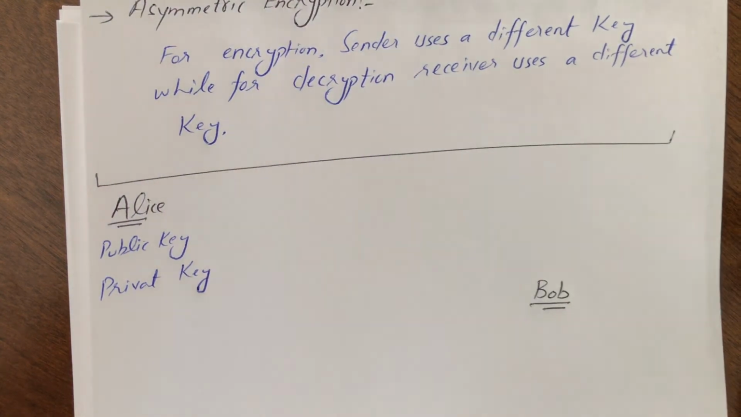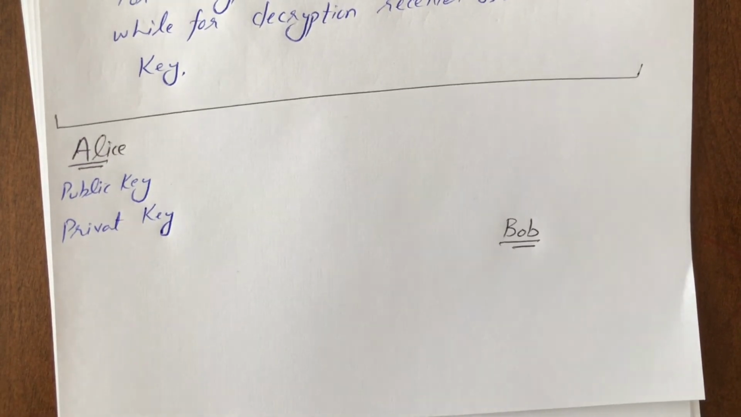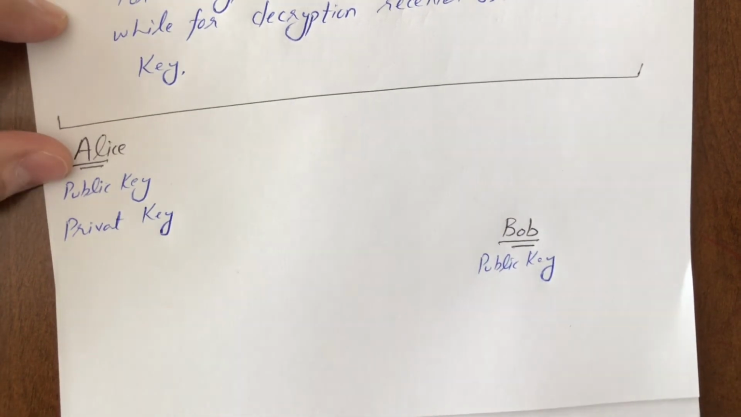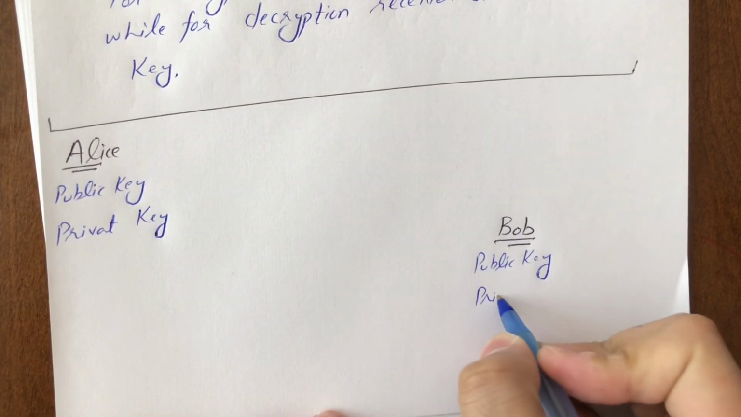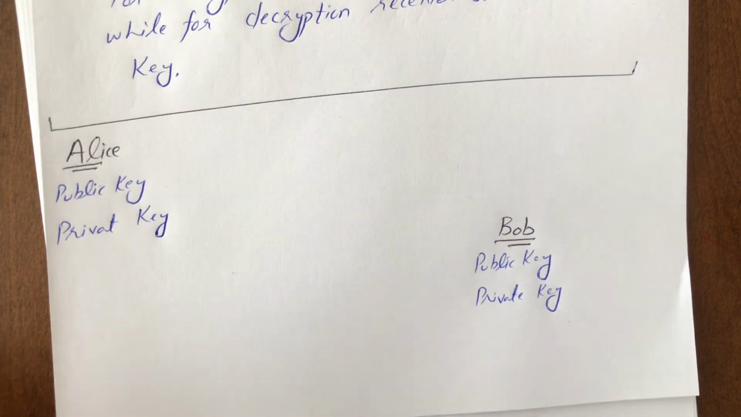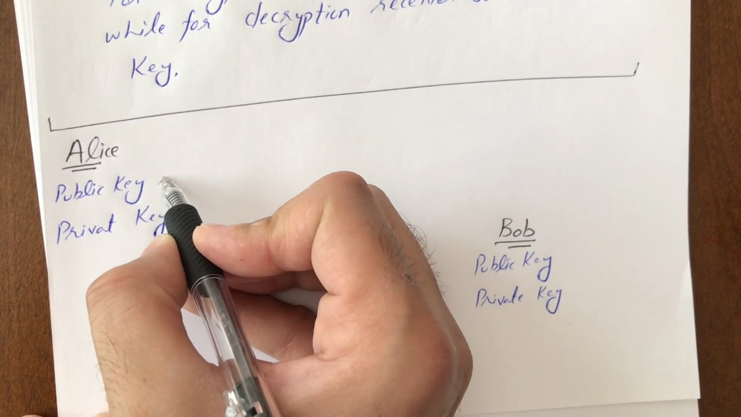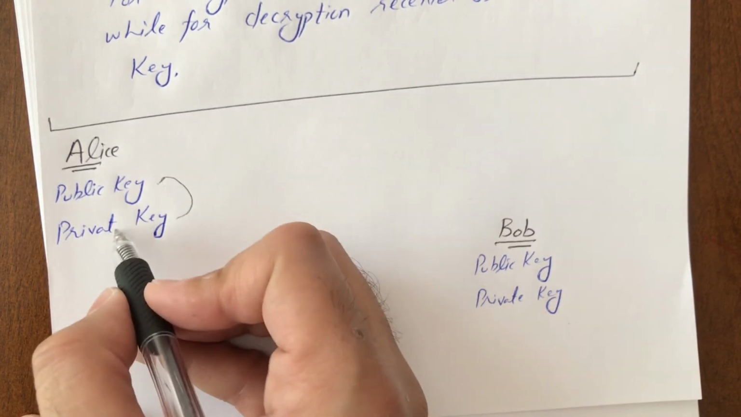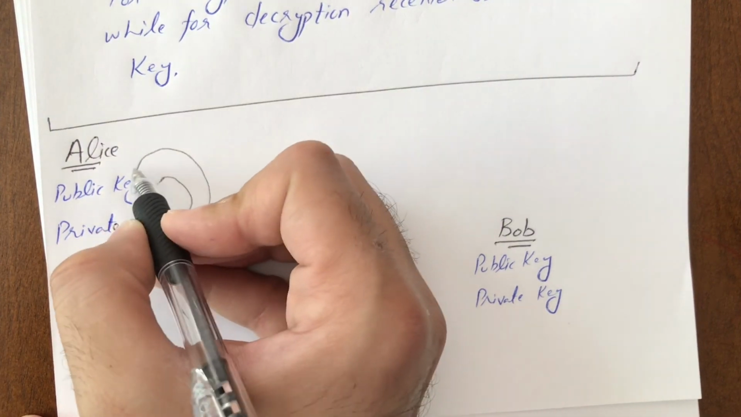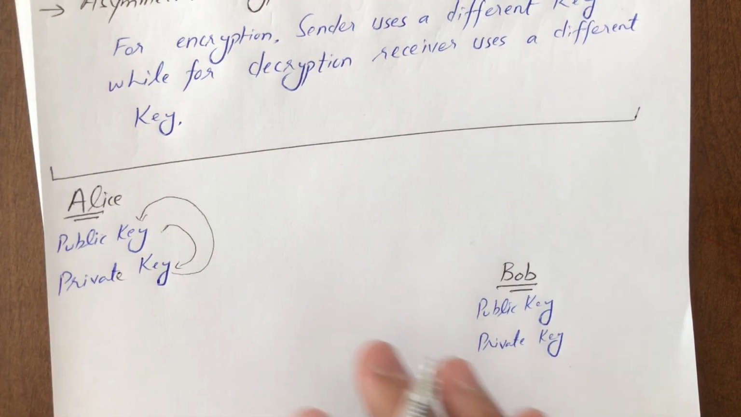So public key and private key. The same is the case with Bob. Bob has a public key and a private key as well. Now there is a relationship between public and private keys. For example, if you encrypt anything by using Alice's public key, you need to use Alice's private key in order to decrypt it. So it's kind of an interdependency between these two keys.